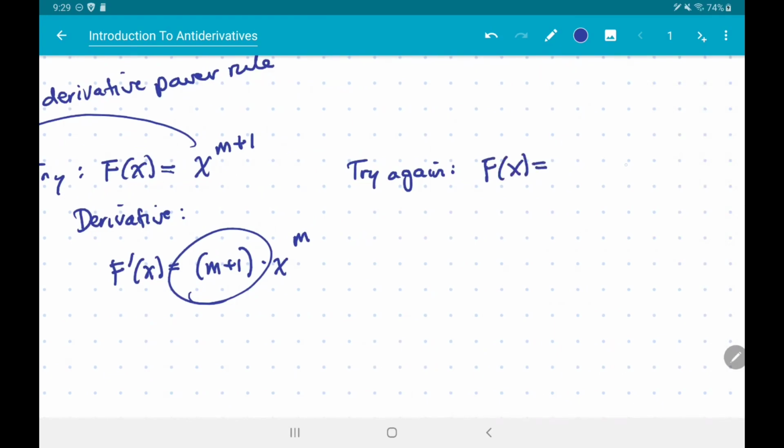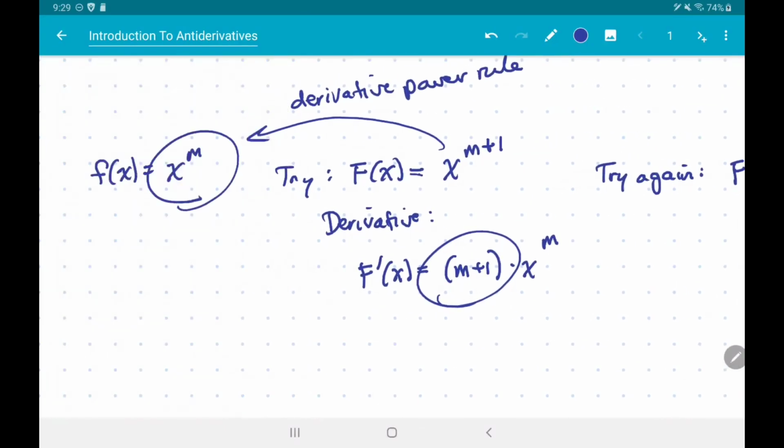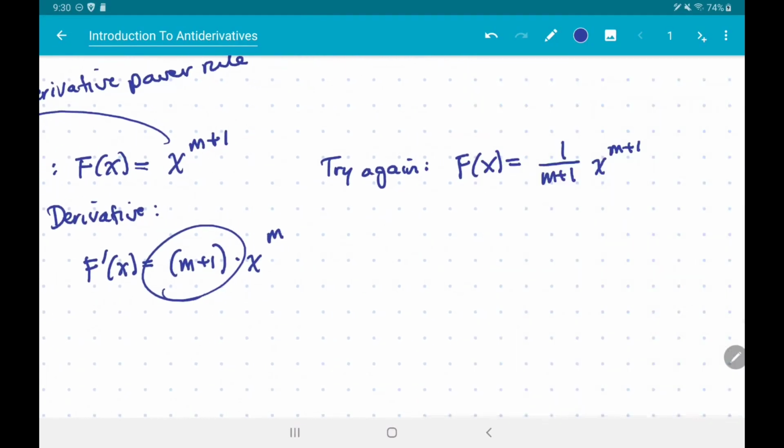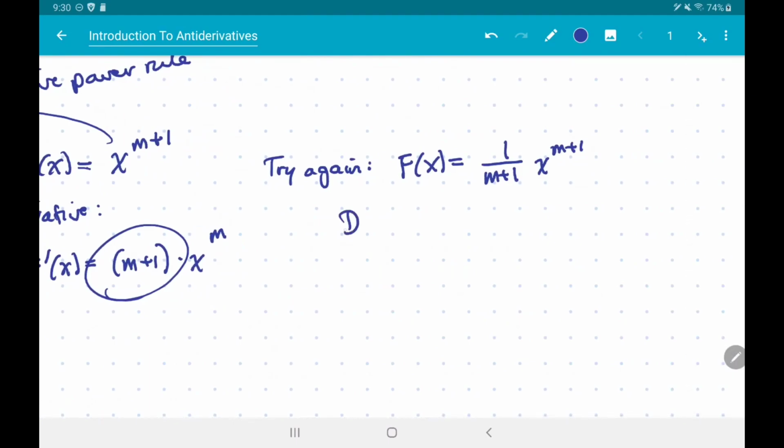What I'm going to do is leave the x to the m plus 1 in place, but now I'm going to put a 1 over m plus 1 right here. And again, the goal is to get something here whose derivative is just x to the m. So let's check this.